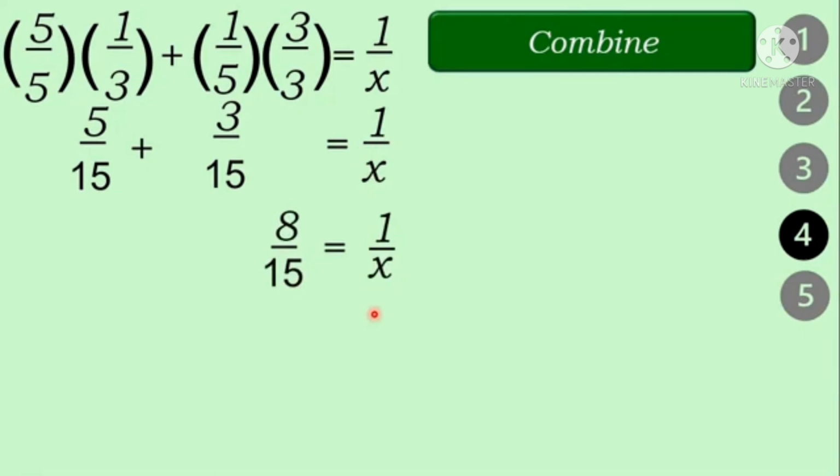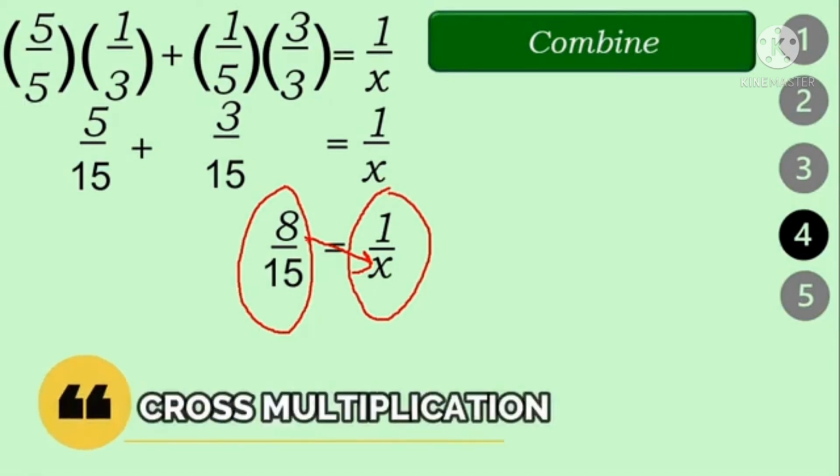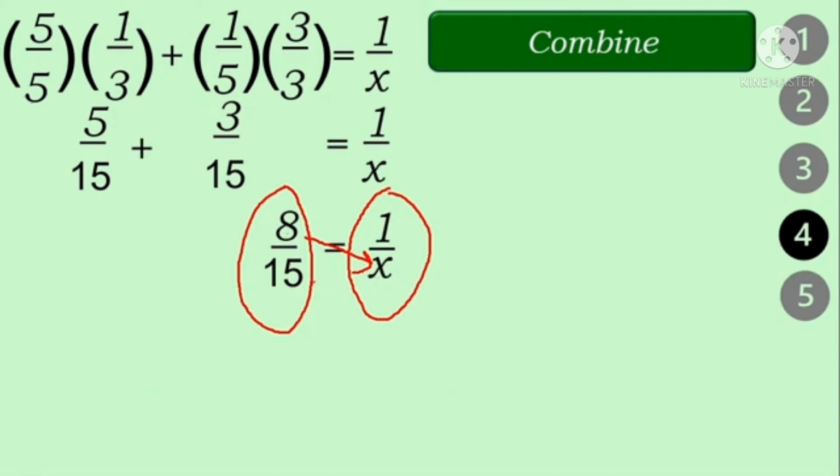Now, in this part, we will be using cross multiplication. Let's multiply 8 and x. Cross multiplication. So, if you already have a fraction on the left side of your equation and a single fraction on the right side of your equation, that means you can use cross multiplication. I repeat, I multiplied 8 to x and 15 will be multiplied to 1. There. So that will be our next step. So if you already have that, let's erase.